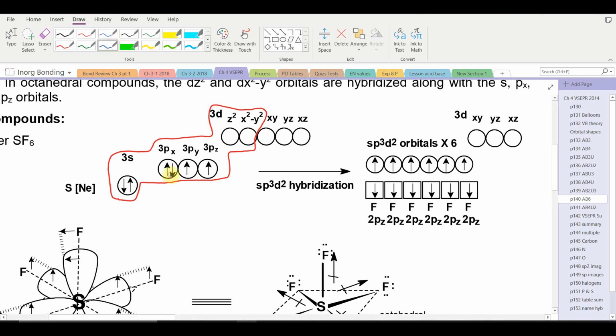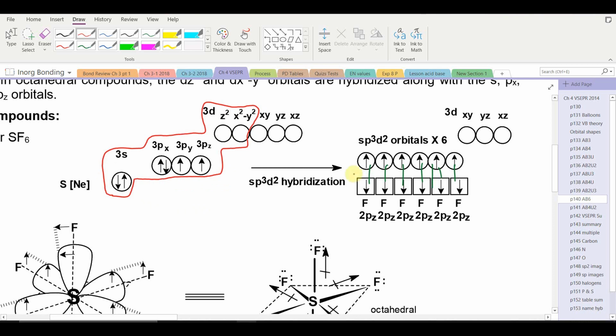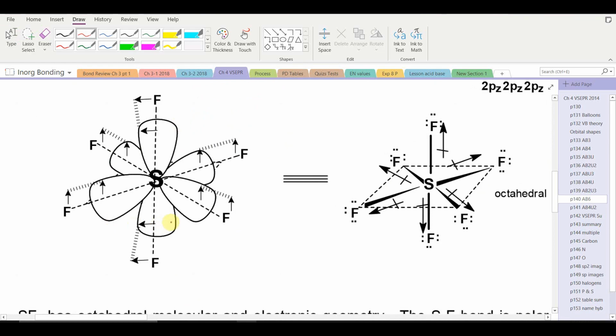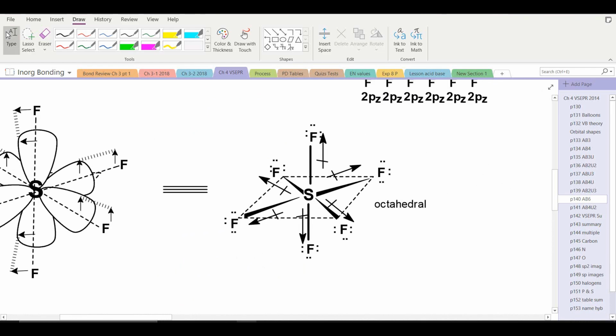Promoting 2 electrons produces 6 half-filled orbitals. They can then overlap with half-filled 2pz orbitals of 6 fluorines. Here's the shape. All positions are equivalent. It's octahedral in both its molecular and electronic geometry. There would be significant dipoles. 4.0 minus 2.5 is 1.5, but they'll cancel in every direction. So as a whole, SF6 should be nonpolar. It is in fact a gas, and it's insoluble in water.